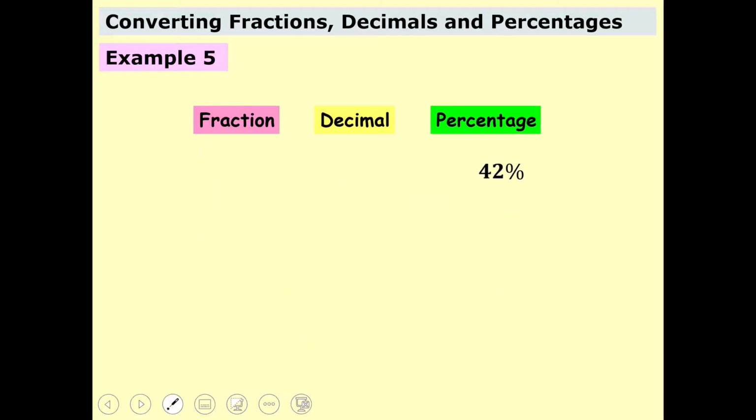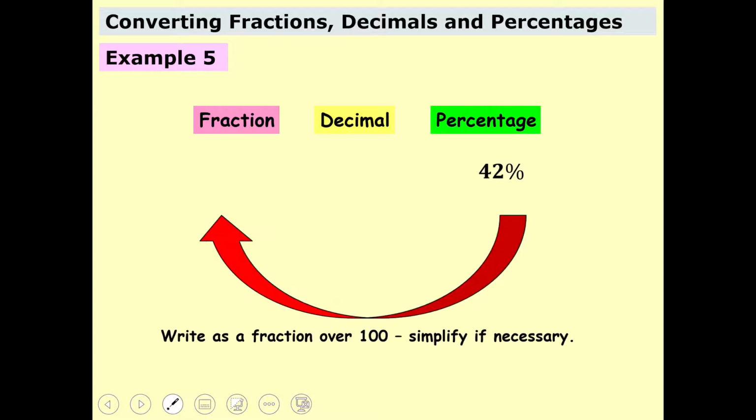Okay, second example. This time we are starting from our percentage. So if we use our previous skill in the last example to go from a percentage to a fraction, we are simply going to write that percentage as a fraction over 100. Okay, so we've got 42 over 100, both even numbers, so we know we can always divide by 2. So 100 divided by 2 is 50, 42 divided by 2 is 21. And that is it, fully simplified, we can't go any further. So 42% as a fraction is 21 over 50. So we've written it as a fraction over 100 and simplified.